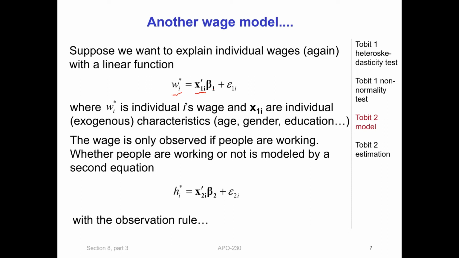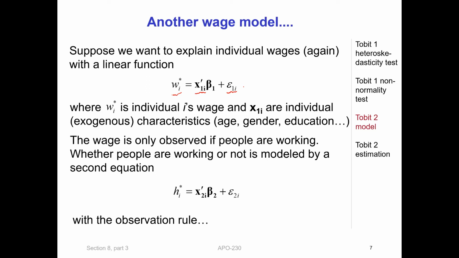These could be, for example, gender, education, age, marriage status, experience, all sorts of things we talk about a lot, right? And this function is linear, very familiar. And of course, we also have a stochastic component, epsilon_1i, that collects all the unobservable characteristics or unobservable heterogeneity of the individual. So these things together explain the wage level, okay?